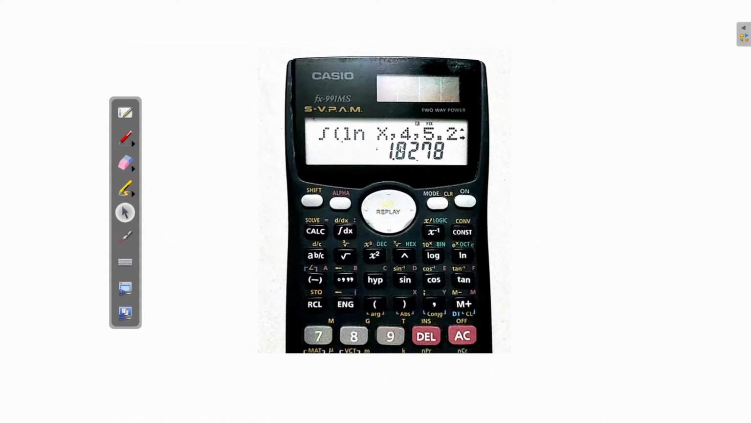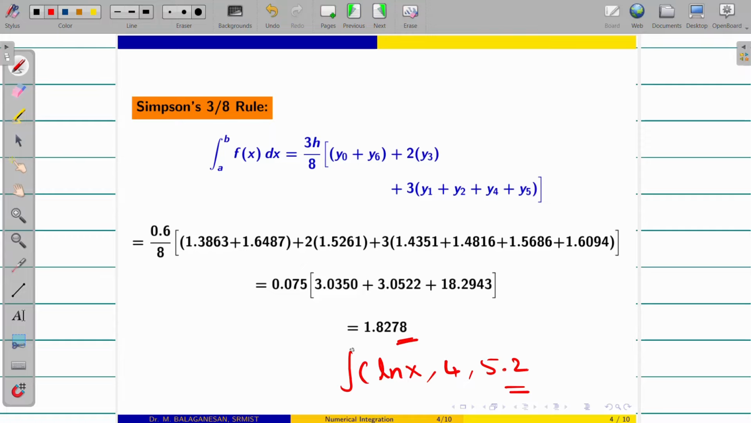Look at that. ln x, comma, lower limit is 4, comma, upper limit is 5.2. So when you're substituting the lower and upper limits, you have to press comma. So 1.8278 is the exact answer. So what we found? 8278 we are getting here. The previous one also we are getting nearer to that one. So this is the way to check our result, whether it is right or wrong.